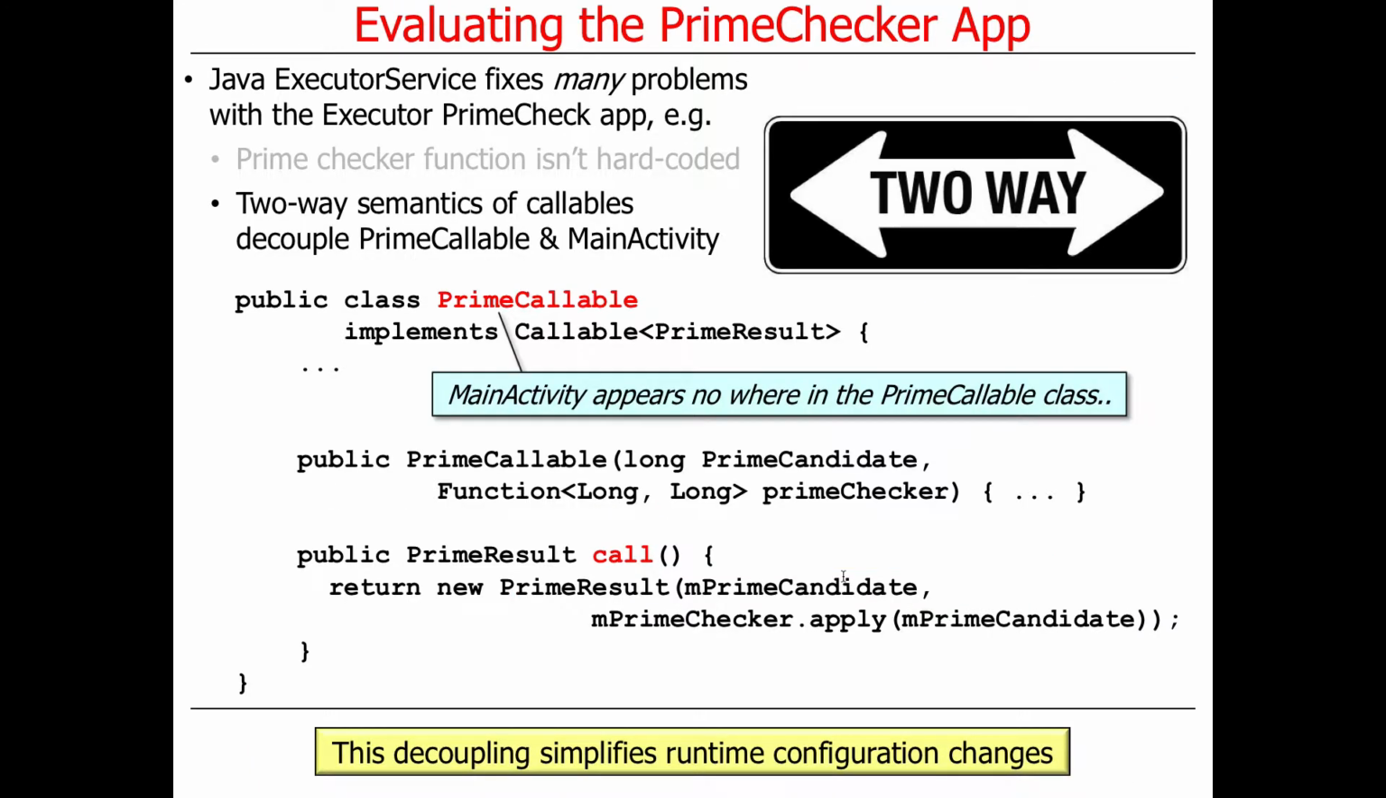Another nice thing, which probably went by too fast when we talked about the earlier PrimeChecker example with the executor interface, is that we've gotten rid of any lexical dependency on MainActivity in PrimeCallable. So if you take a look at the PrimeCallable implementation in the code, you would see that there's no lexical dependency on MainActivity anywhere here. And this is nice because now when rotations occur, we don't have to worry about MainActivity going away and having to reset it and all this other nonsense. So that decouples the way the code is written for runtime configuration changes.